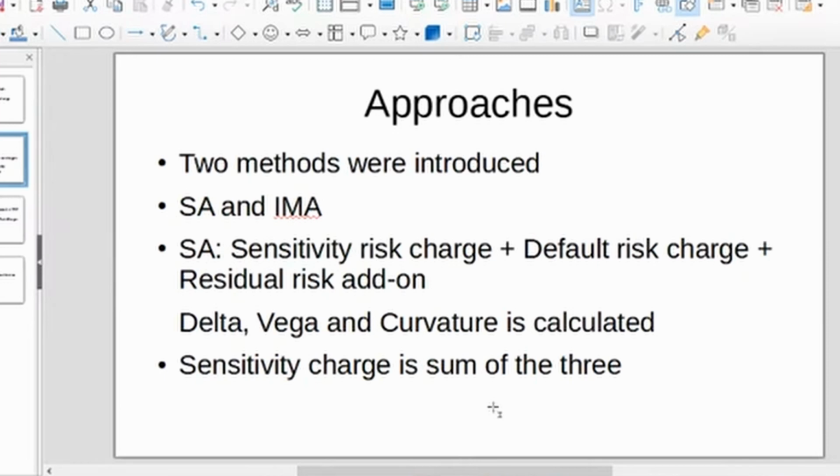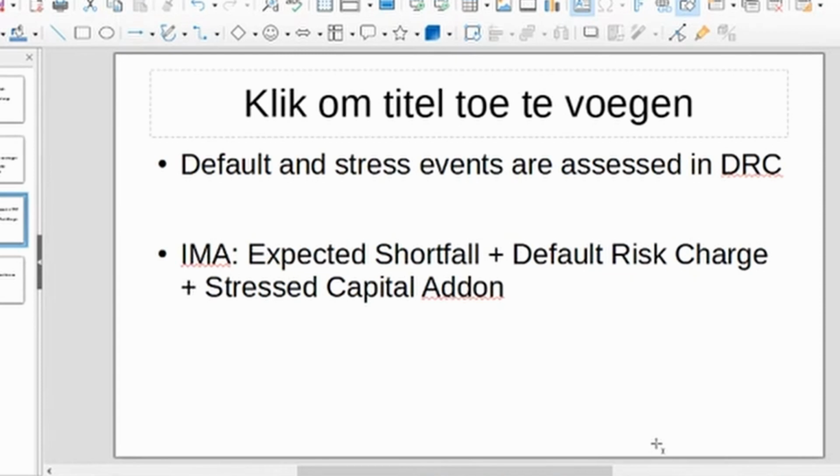Now, the default risk charge, also called DRC, is more like an extra capital that you need to incur for stressed or more default scenarios. That's something the sensitivity risk charge cannot properly take into account. Hence DRC, or default risk charge, is required, which takes into account more stressed and default incidents. And the residual risk charge is something that is on top of these two, which is more of an add-on in case regulators feel that the first and second, the sensitivity risk charge and default risk charge together, are not enough, and that's when the residual risk add-on is added. As I said, default and stressed events are assessed in DRC, so that's something we have already discussed, right?